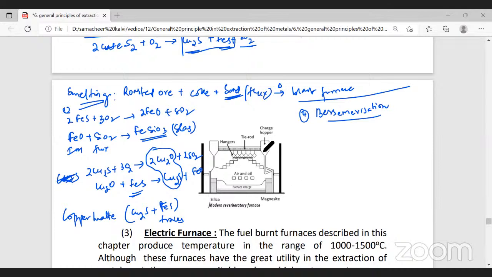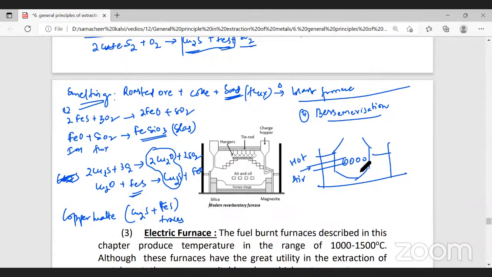Now, this bessemerization, you have a pear-shaped container, which is connected to a stand like this, and you have a provision to pass hot air. We can pass hot air into it, and we have minute pores here. These are called tuyeres, wherein you can pass oxygen gas.